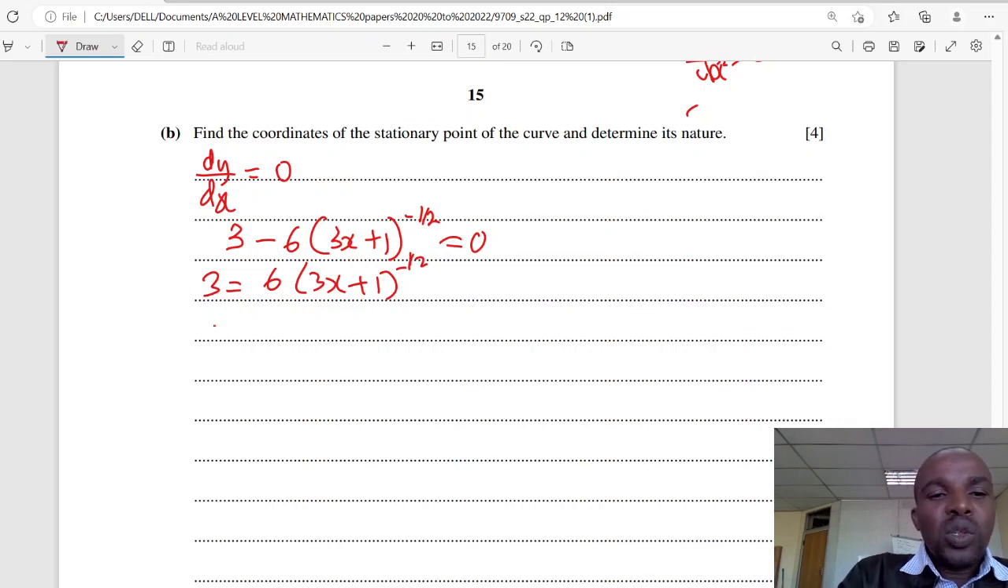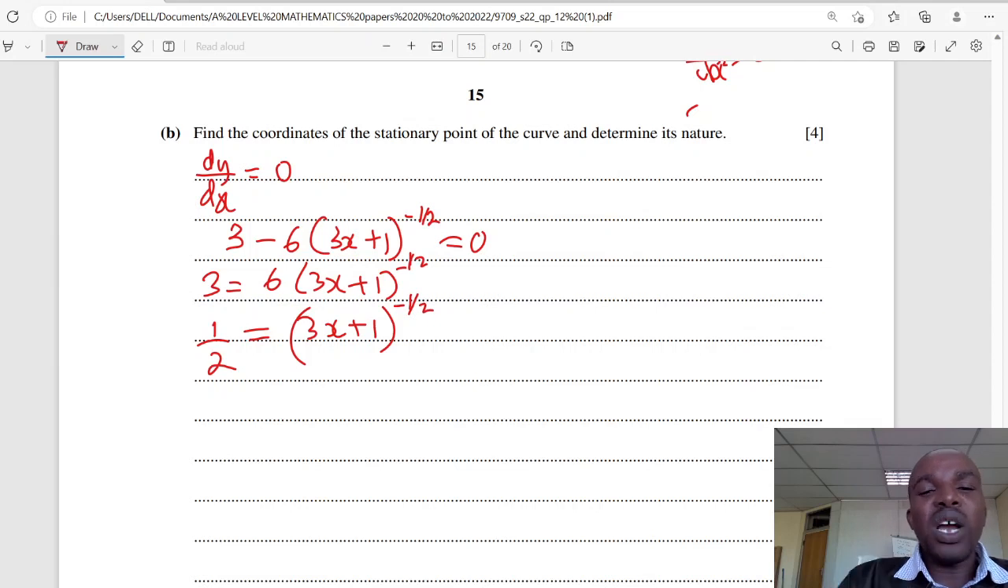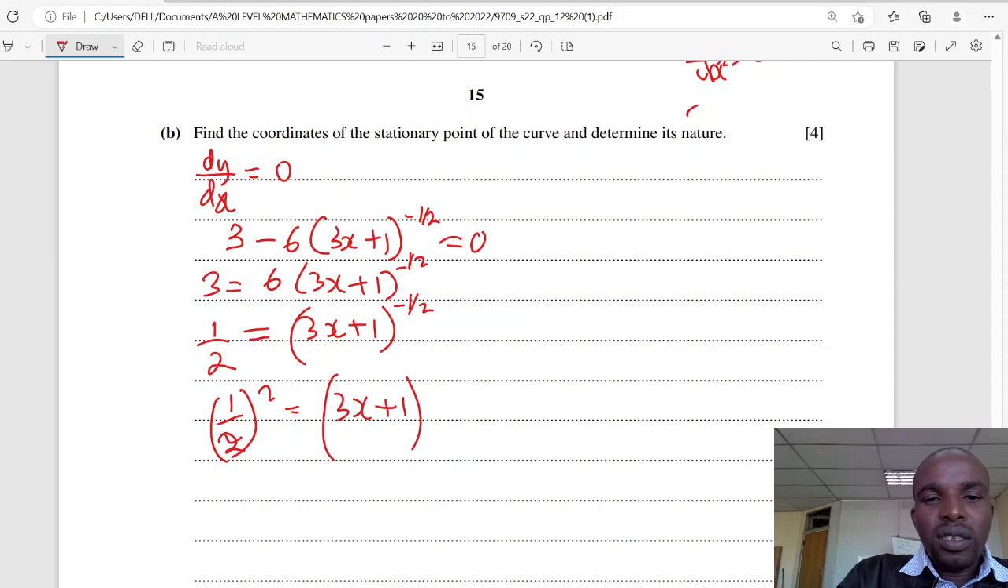Divide by 6. So 3 over 6, it will be half, equals 3x plus 1 to the power minus half. You have to get rid of all the things outside the square root first, before you can get rid of the power half. What do you do? You square both sides. So 1 over 2 squared, and 3x plus 1 to the power minus half, then squared. Squared actually is the power minus 2, so that the minus will also be eliminated. So raise both sides to the power minus 2. Please take note of that part.